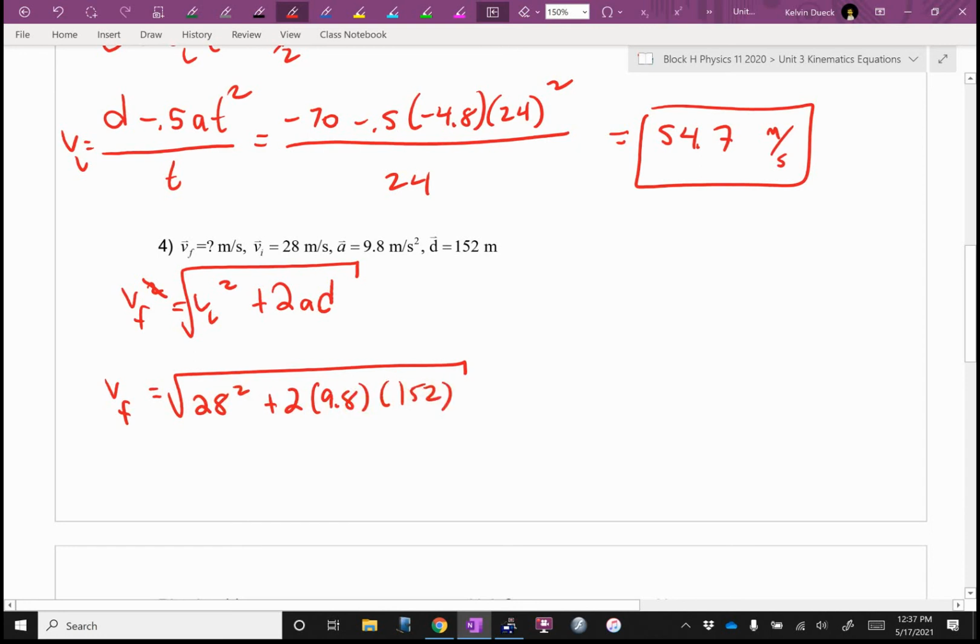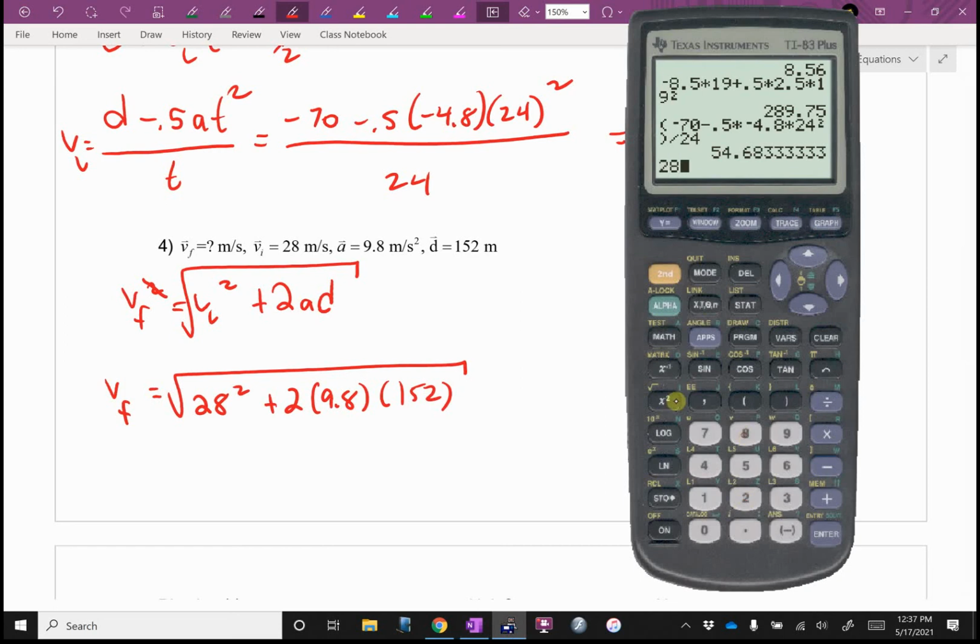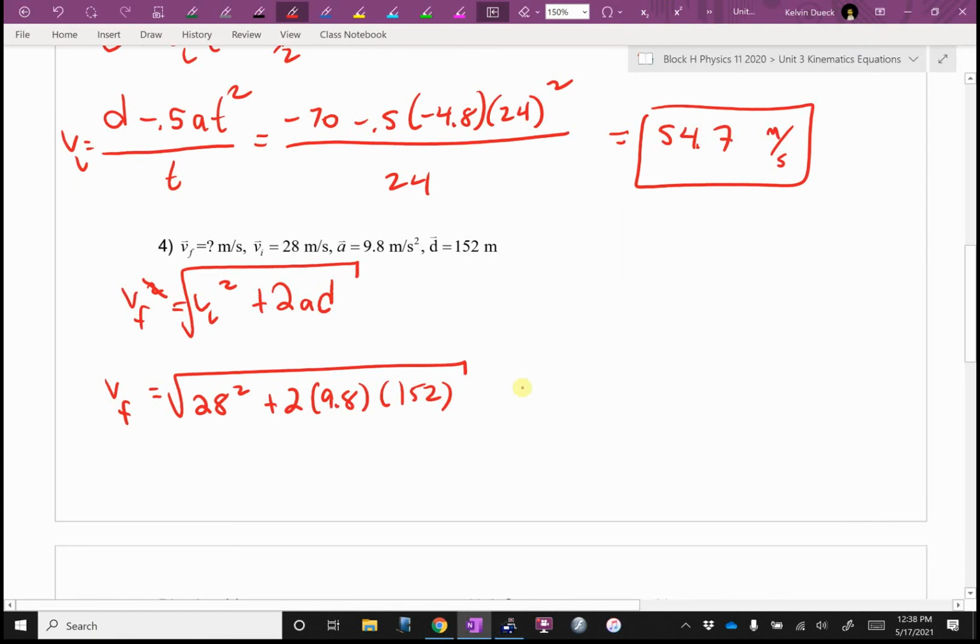By the way, a dumb trick that I learned from a math prof that I do now all the time: where my square root ends, you notice I do a little down line right there. That's just so I know that anything on the other side of that is not inside the square root. Just a habit. 28 squared plus 2 times 9.8 times 152, square root of that. No idea what the answer is. 61.3. Units, meters per second.